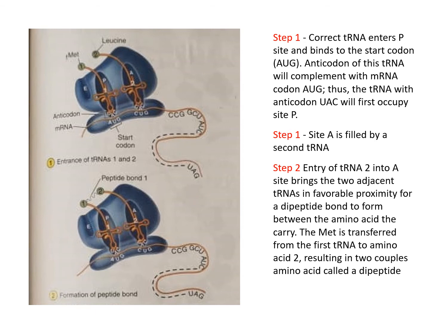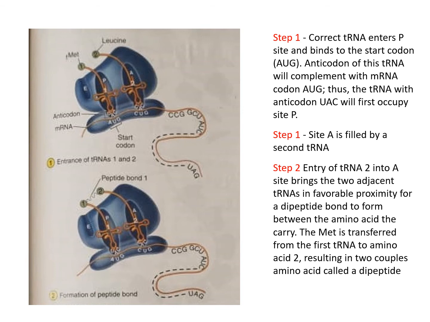And then you have now two tRNAs carrying the amino acids that are coded by the mRNA sequence. The next step is formation of peptide bond. So you have two amino acids, right? The entry of tRNA2 into site A brings the two adjacent tRNAs in favorable proximity for a dipeptide bond to form between amino acid 1 and amino acid 2.